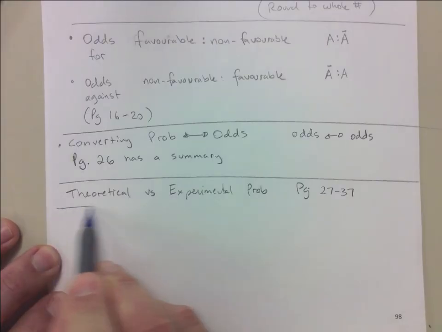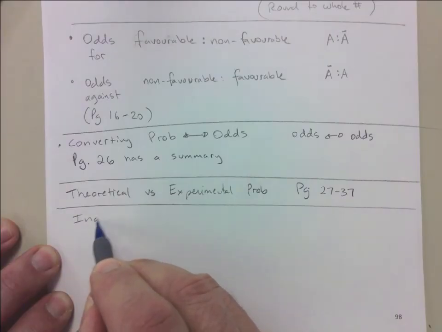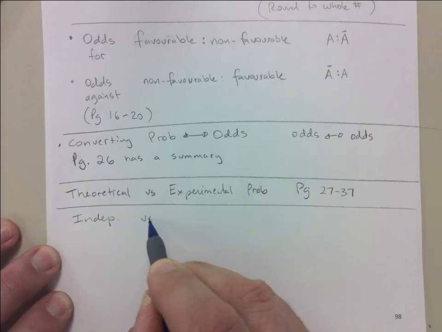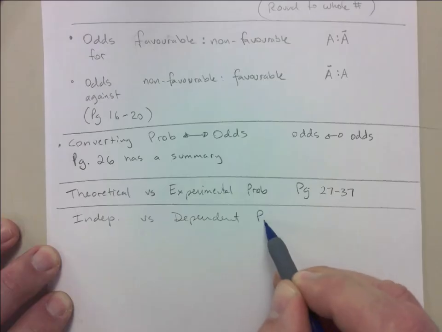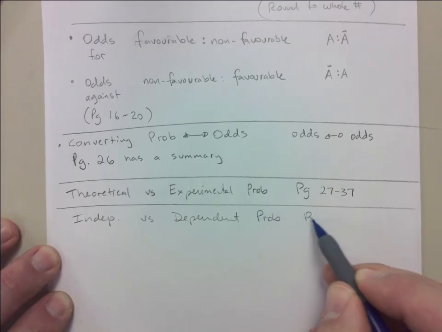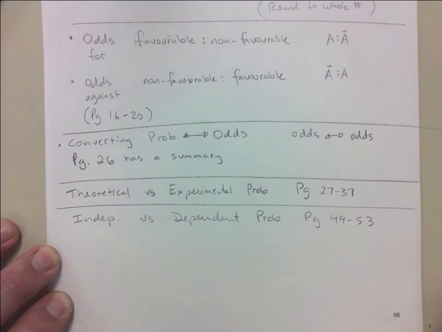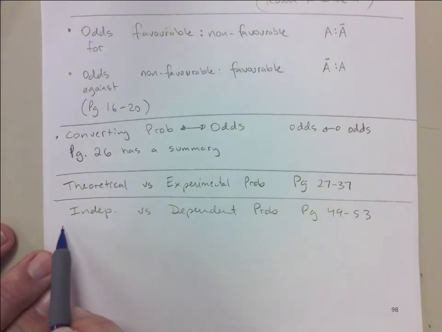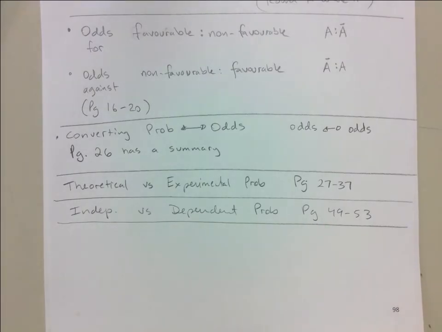The next big concept is independent versus dependent probability. That'd be pages 49 to 53. You need to know how to work them, but also how to explain them if I ask you what is the difference.